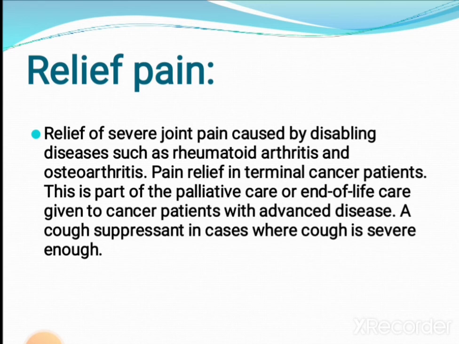Pain relief in terminal cancer patients. In cancer patients, the pain is very severe, so we use morphine on cancer patients. This is part of palliative care. Palliative means complete care or end of life care. At the end of life, we use morphine for the relief of pain given to cancer patients with advanced disease. It is also used as a cough suppressant in cases where the cough is severe.